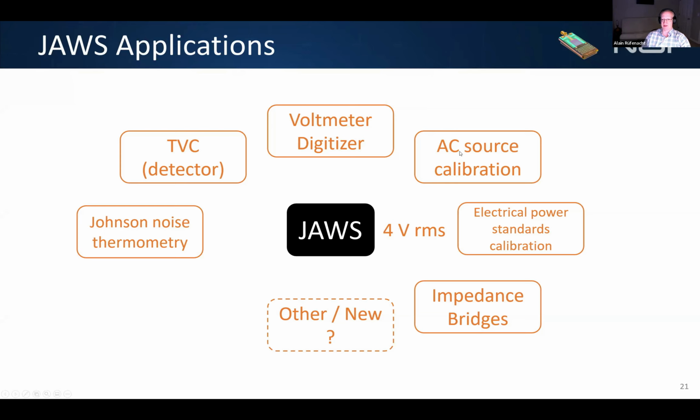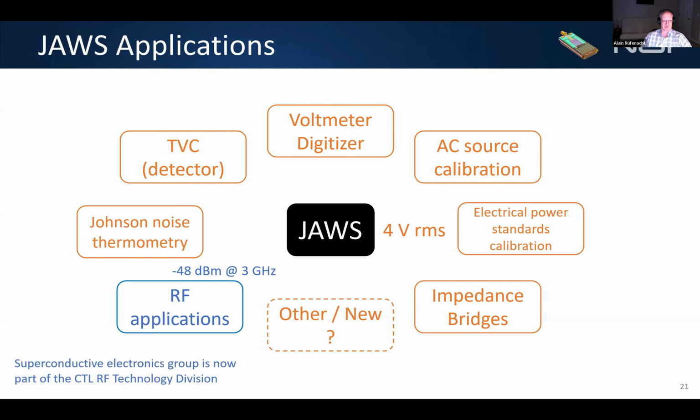But as for the PJVS: voltmeter, AC source, electrical power standard, impedance bridge, and other new applications, certainly welcome. And one of them here, to finish the circle, is that at NIST we really focus on developing RF applications. Currently that seems like a small step. Right now we have a -48 dBm reference at 3 gigahertz using a JAWS chip, but that's a field that we'd like to push forward for new applications. One of the main motivations is that our superconductive electronics group, of which the quantum voltage group in Boulder is part, is now in the CTL, or Communications Technology Laboratory. We are now in the RF Technology Division, so we have nice colleagues we can talk to and develop applications for that field.